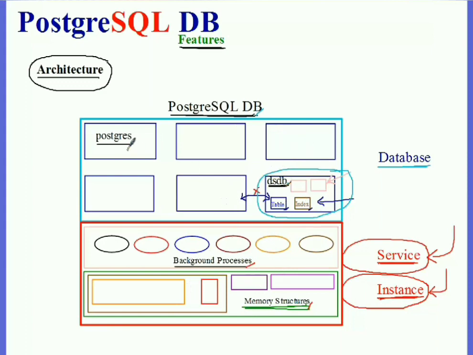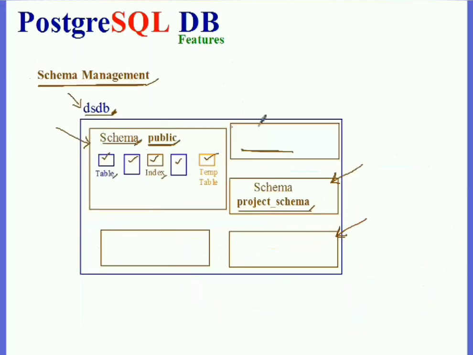So here each database is self-contained. We have the instance, background processes, and memory structures. Any processing of any data will happen only in the instance. The data is brought to memory structures and processed. And within a database, we can have a separate subgroup called a schema. So we can have as many schemas as we need. The default schema is the public schema.